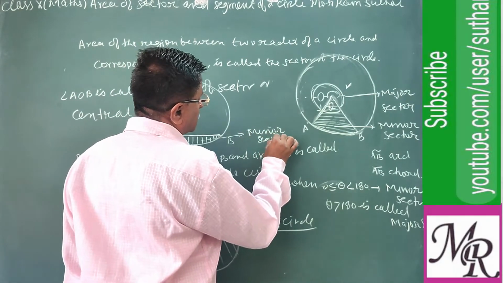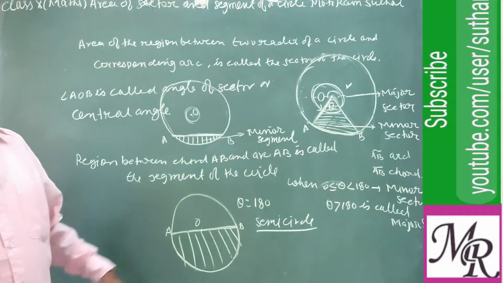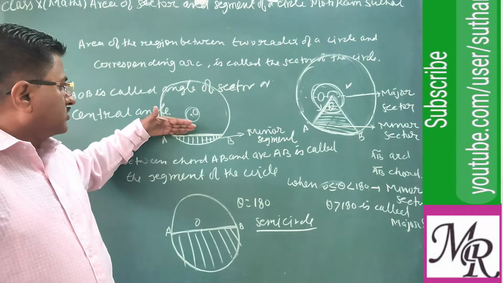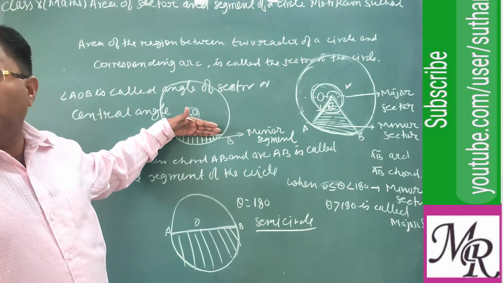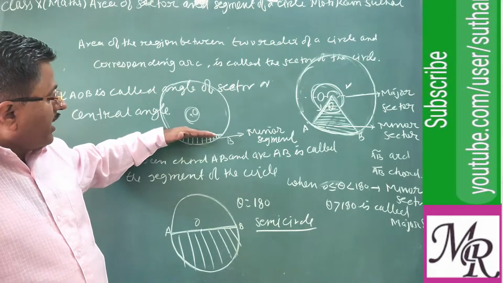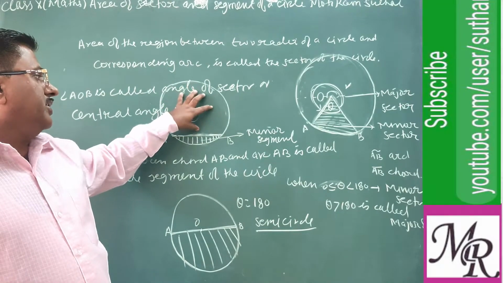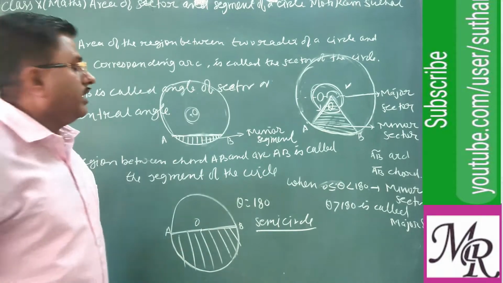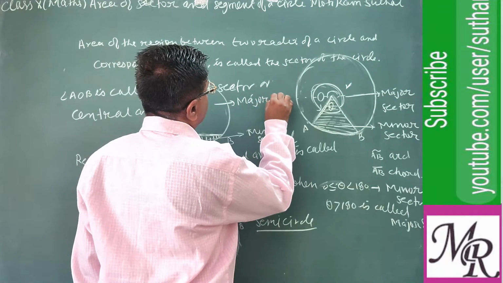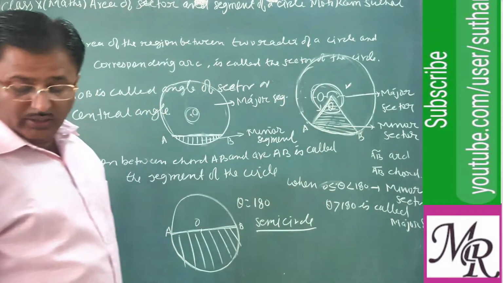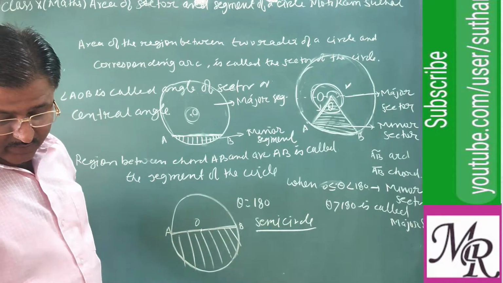segment. Because this chord AB divides the circle into two parts. This chord AB divides the circle into two parts. One is this smaller region and the other is the larger, that is the unshaded region. So this unshaded region is called a major segment. Major segment. So in this way we can define the minor and major segment. Clear?